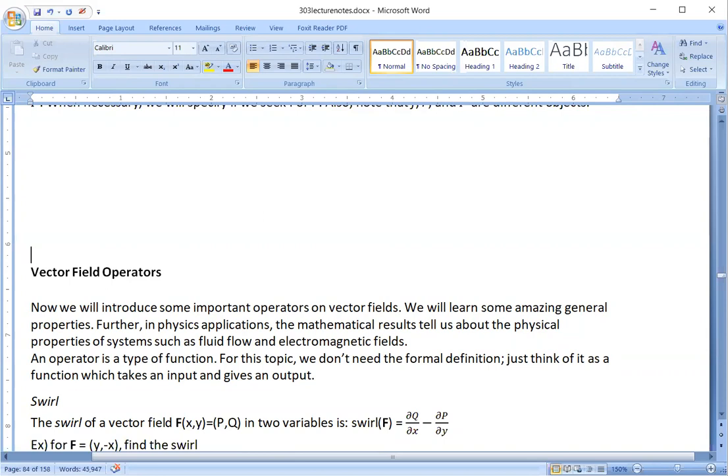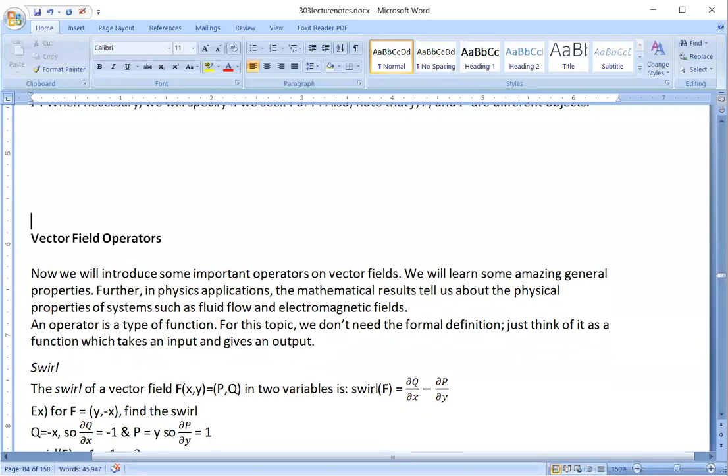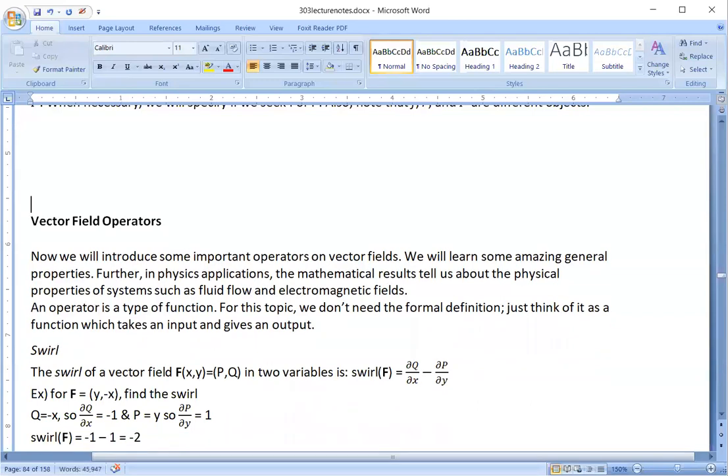For this vector field, f equals y comma negative x, let's find the swirl. Notice that q equals negative x, so dq/dx is -1. P is y, so dp/dy is just 1. So the swirl formula, dq/dx minus dp/dy, is -1 minus 1. The swirl of the vector field is -2.